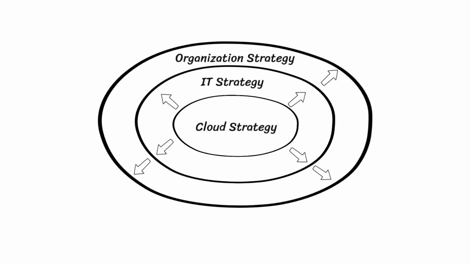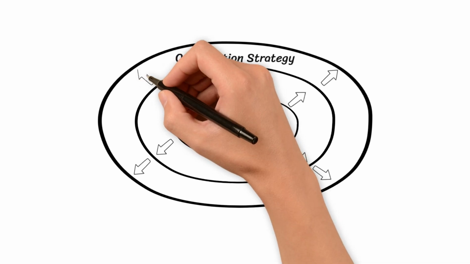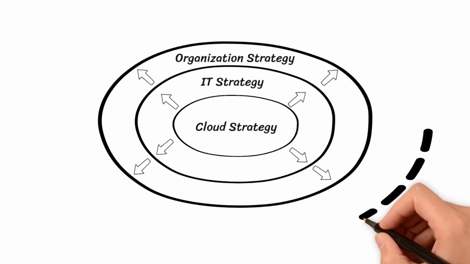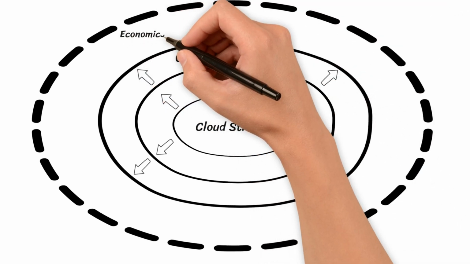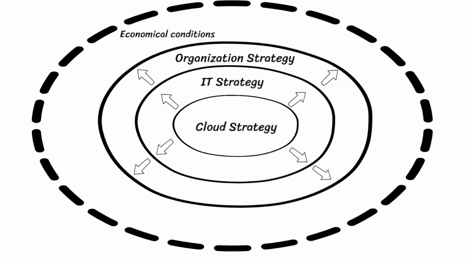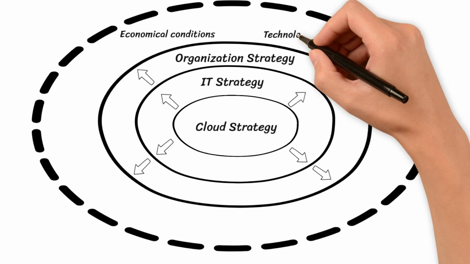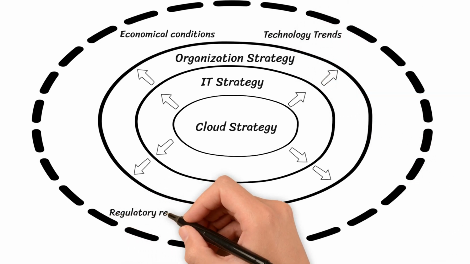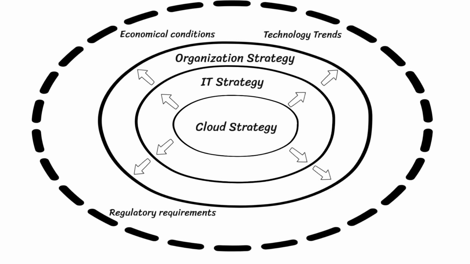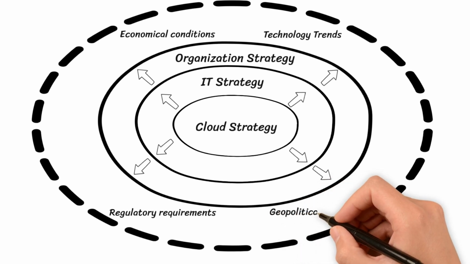organization's overarching goals. Beyond these layers, we have external influences: factors like technology trends, economic conditions, regulatory requirements, and geopolitical issues. This outer circle surrounds the organization, with subtle dotted lines reaching inward, indicating how these external forces shape and guide the strategies without directly defining them.